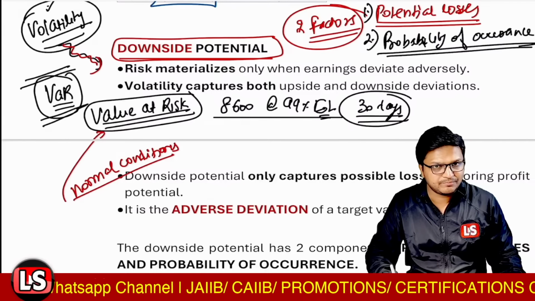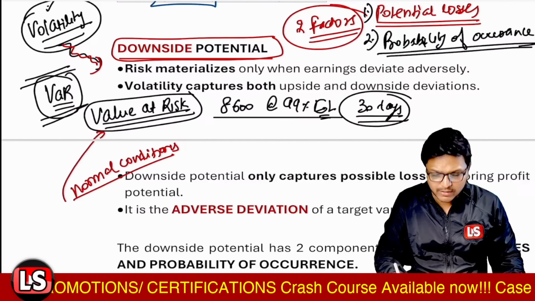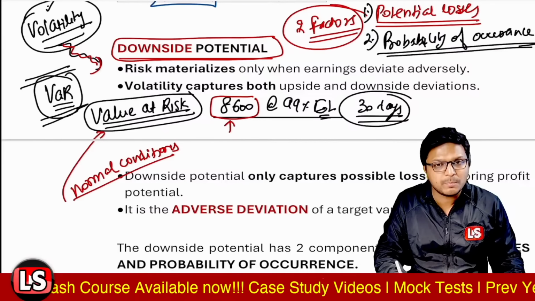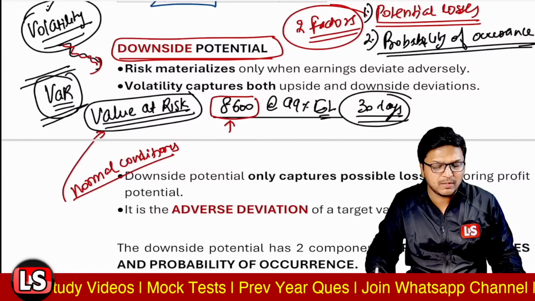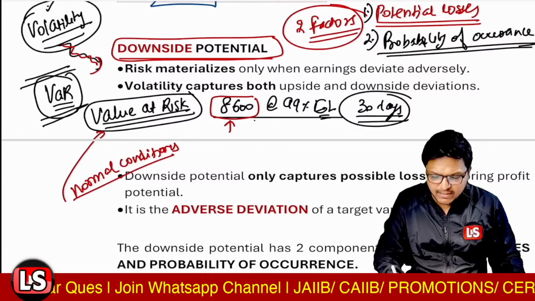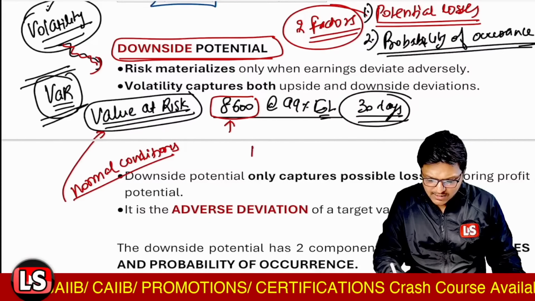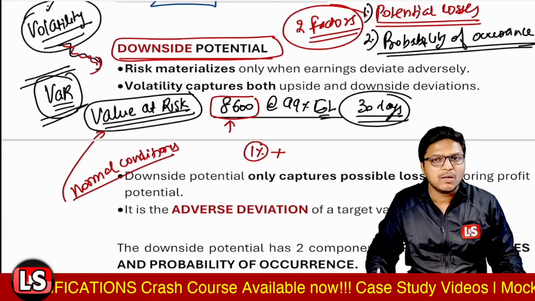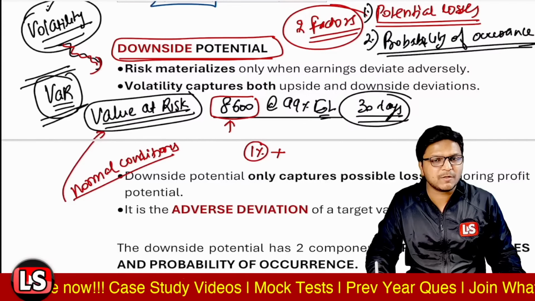So the value at risk under the normal conditions will be saying what? It will be saying that the maximum loss under the normal conditions will be up to rupees 8600 with 99% probability. 99% probability means in 99% of the cases, the maximum loss under the normal conditions will be limited to rupees 8600. And further, there are only 1% chances that it will be beyond 8600 over a time horizon of 30 days. Is that clear? Is this particular part clear over here?